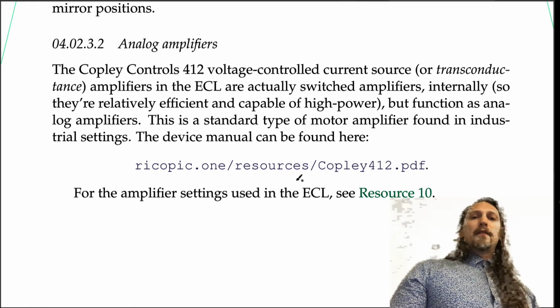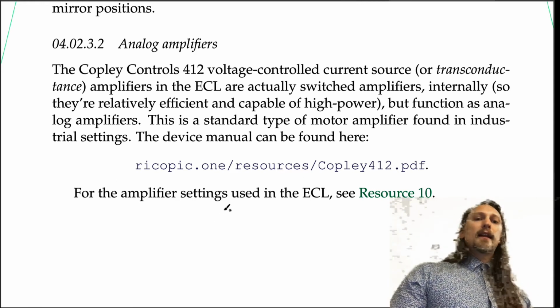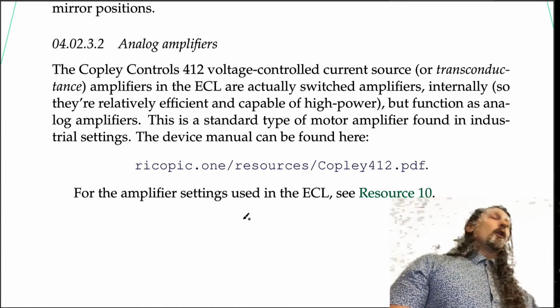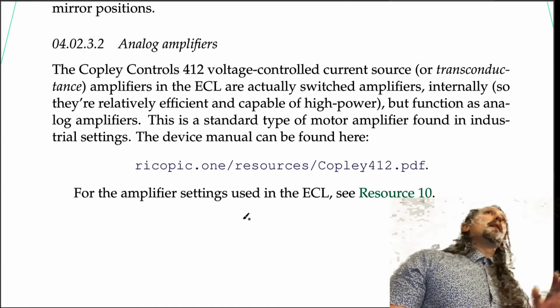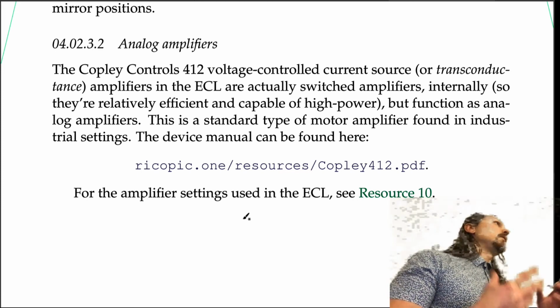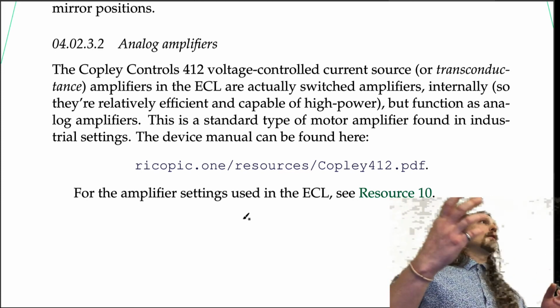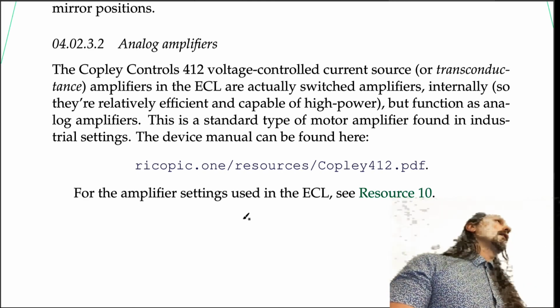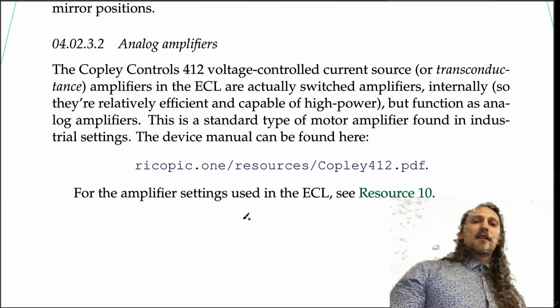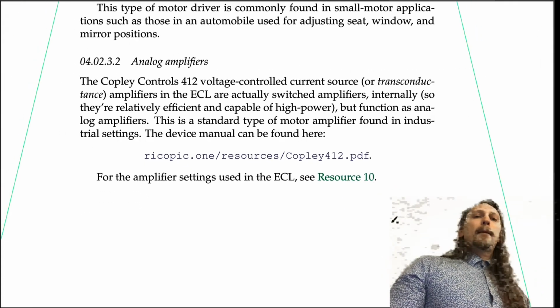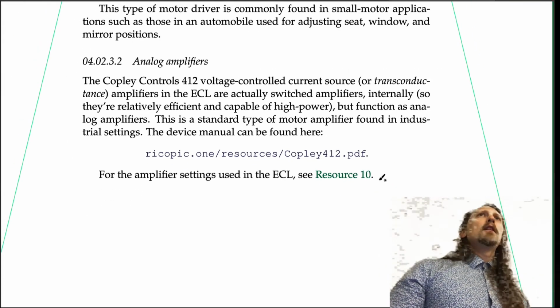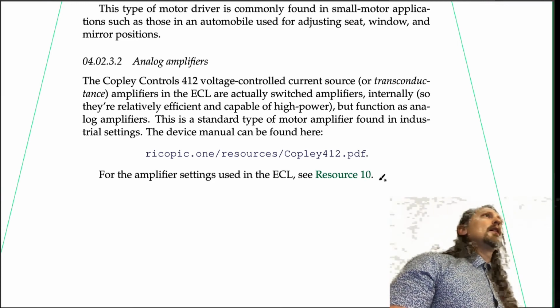The device manual can be found here for the amplifier settings used in the lab. There are a whole bunch of settings you can use. Some of them are like limiting the current and all that. So you have to set different resistor levels that you connect to it and all that. For all those settings, see resource 10, which is at the end of this chapter. Okay. Any questions on driving motors?